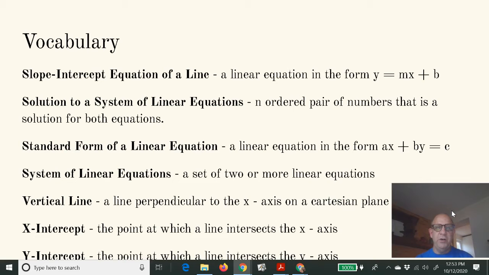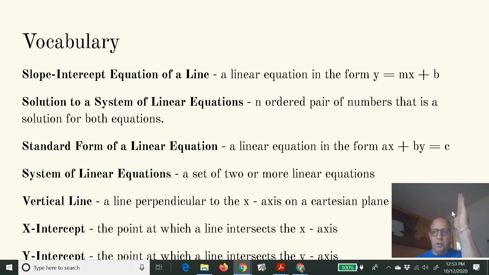Solution to a system of linear equations, that's when you have two or more linear equations and they're straight lines, and so they'll cross one point. Where that point is becomes important. The standard form, this is just another way of writing a linear equation. A system of linear equations is two or more, obviously.